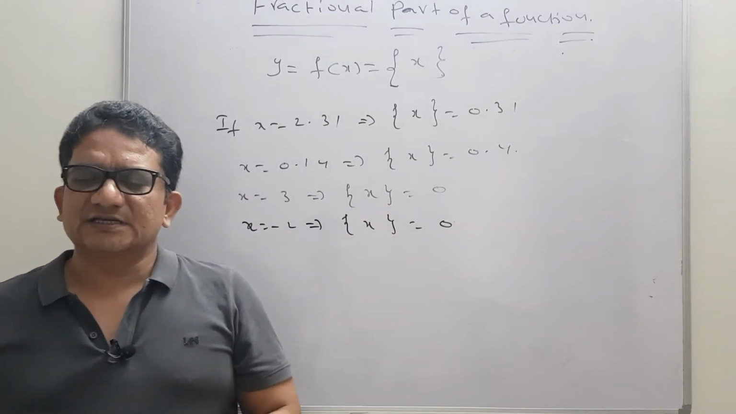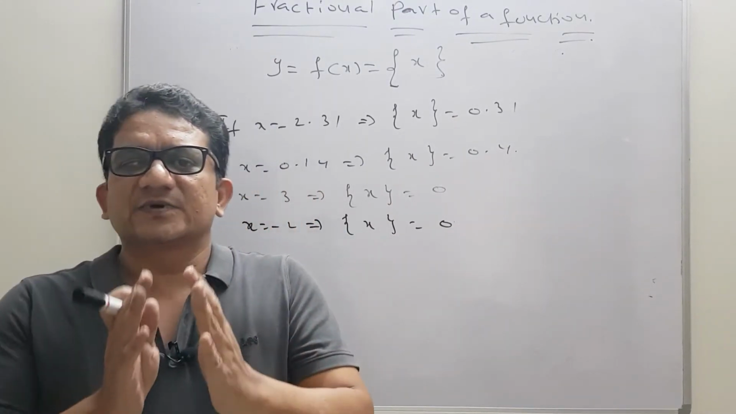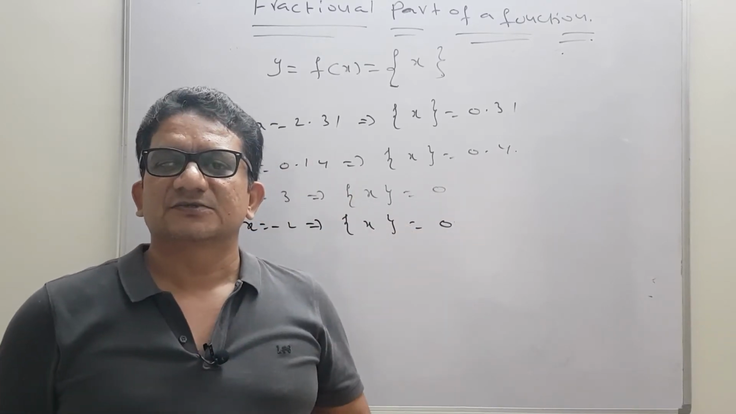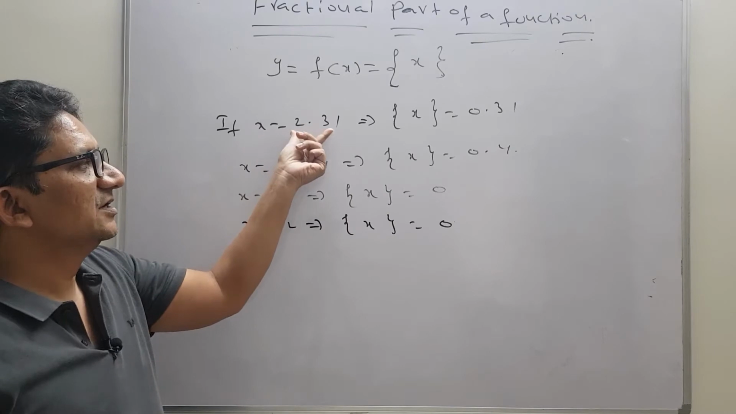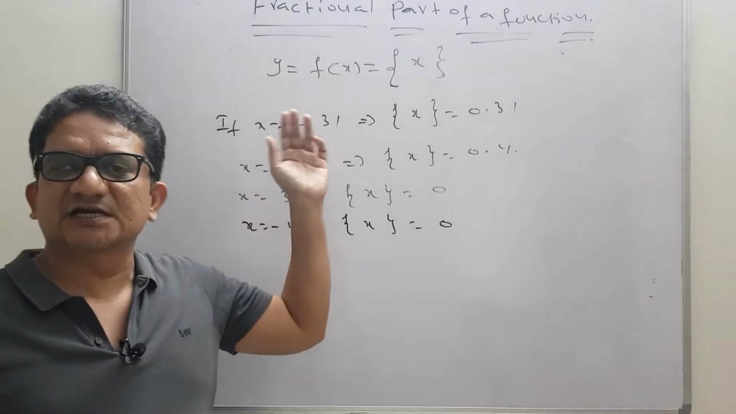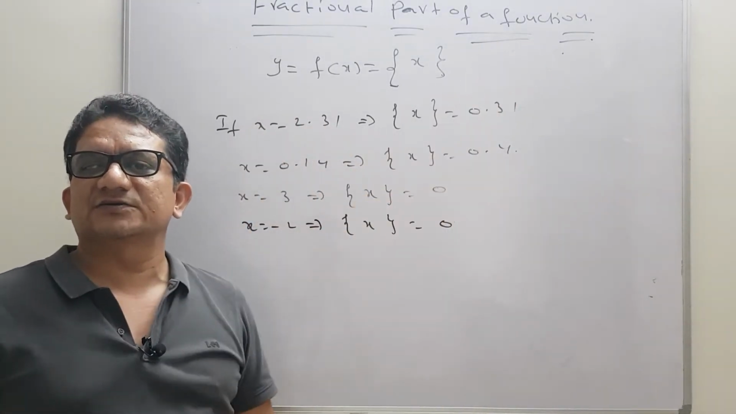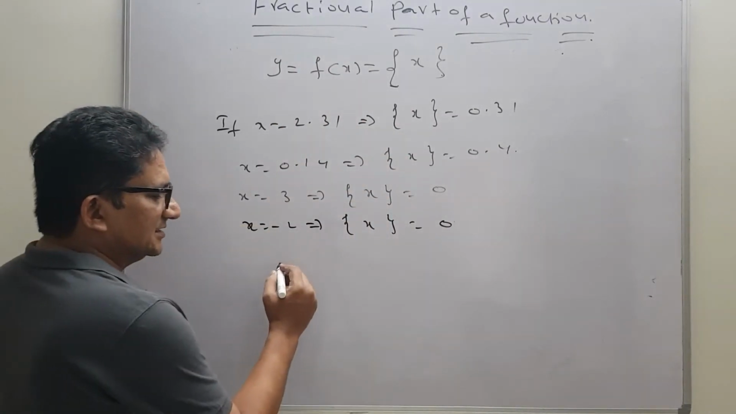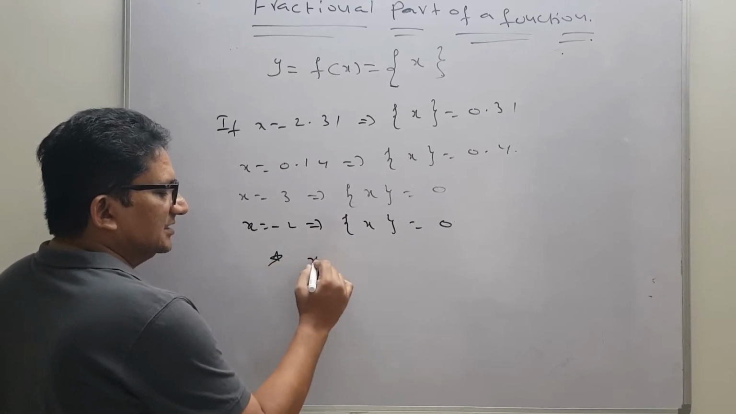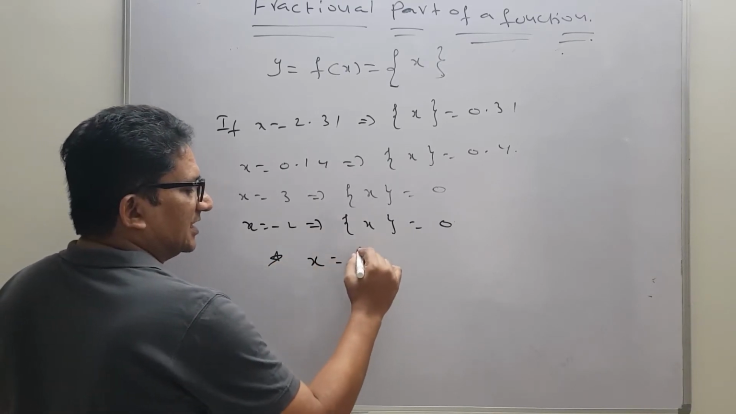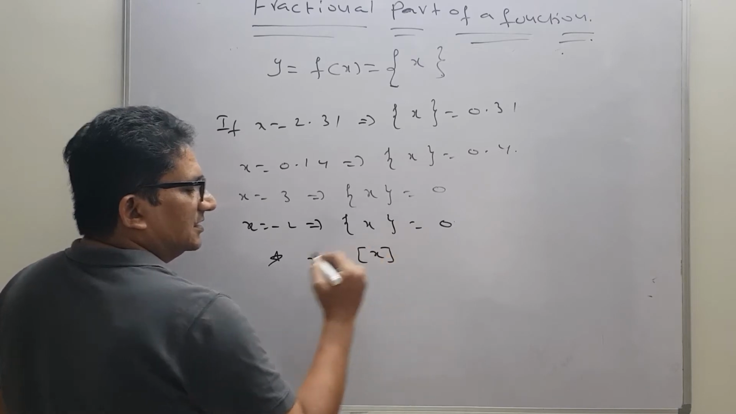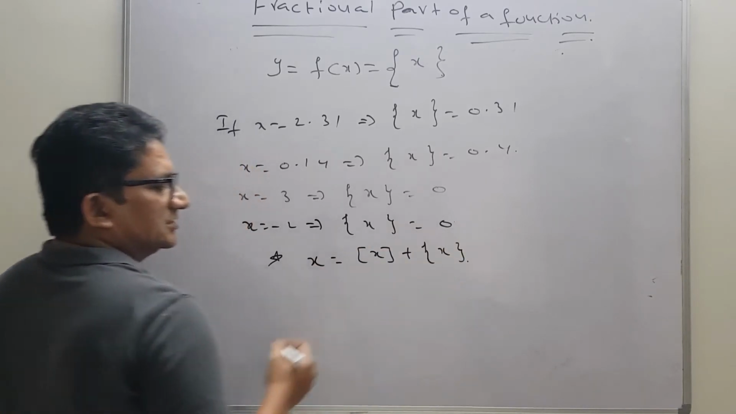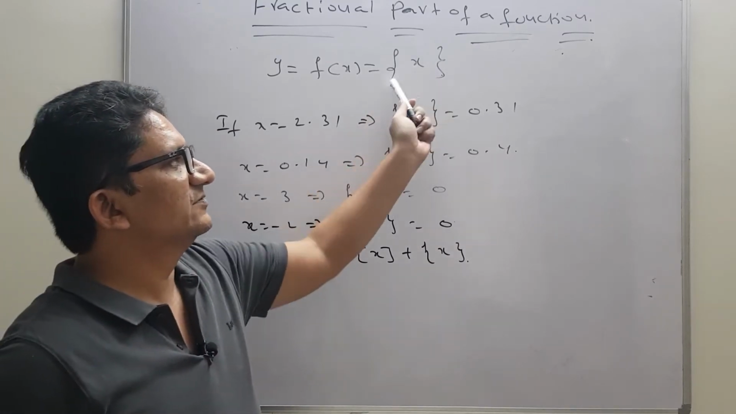Students, we know one point: in general every number can be expressed as the integral part plus the fractional part. If you take the example of 2.31, it can be expressed as 2 plus 0.31. So then only it is 2.31. We can generalize it like this: a number x can be written as integral part plus fractional part. Just now we saw the notation for the fractional part is in between curly brackets.